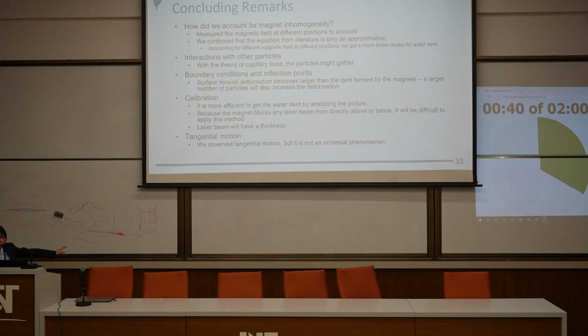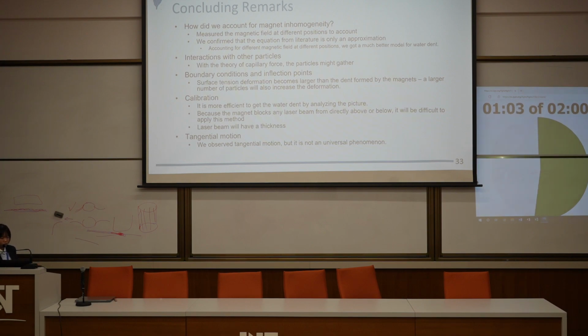And so for the boundary conditions and inflection points, the surface tension deformation becomes larger as the depth is formed by the magnets. So we think that a larger number of particles will also increase the deformation of the water caused by the particles, and so it will also affect the boundaries, which will move them outwards. But most of it will be inward motion.